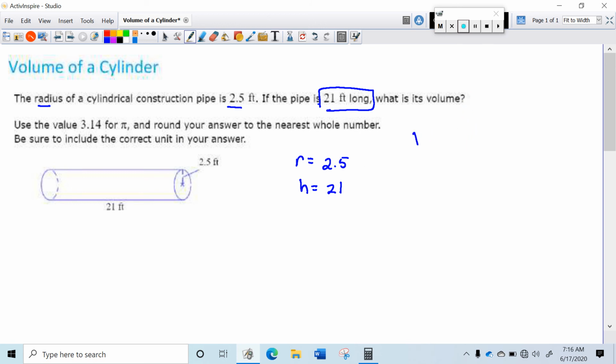Okay, the volume of a cylinder, because you have a circle, you always have pi r squared, but it also has a length or a height, so pi r squared h. They tell you to use 3.14 for pi. The radius squared, so the 2.5, you're going to do that twice because the squared means twice. And then the height is 21. So you're literally just going to multiply all of this together.